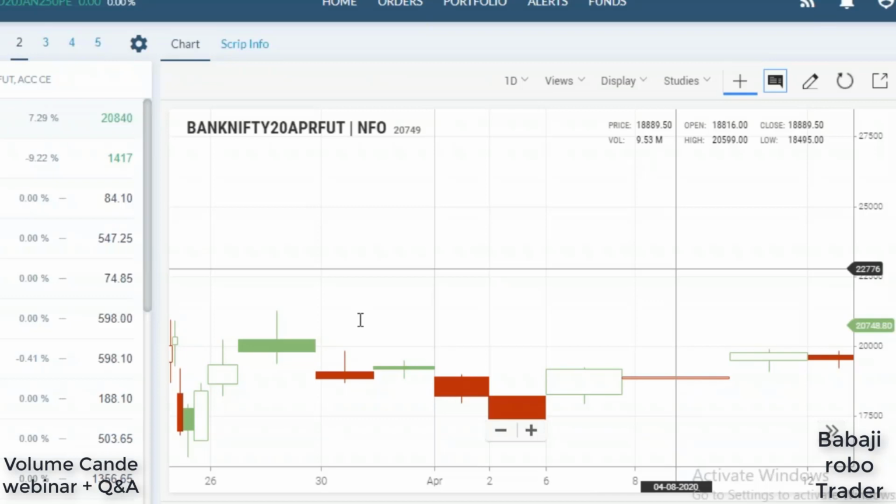Okay, Mr. Adib has asked: without giving any long wick yesterday, do you have to take it? Suppose if there is no wick, don't take any positions, because it will create panic in your mind. So if there is a wick with good volume, go for the trade. If there is no wick, don't take the trade.